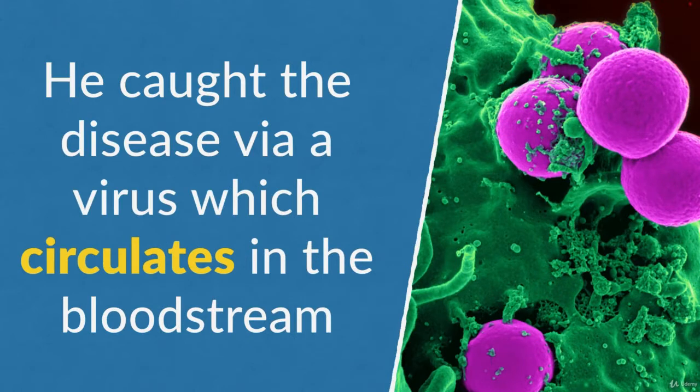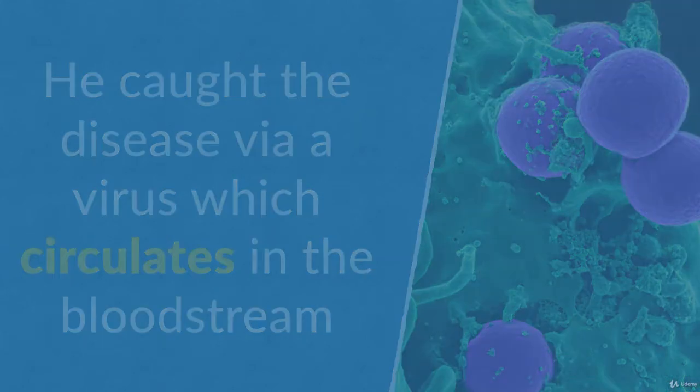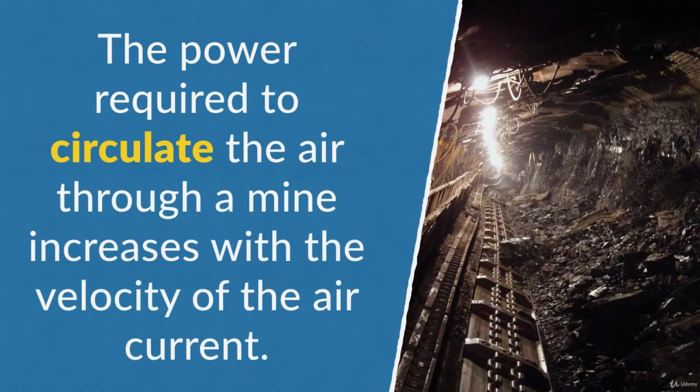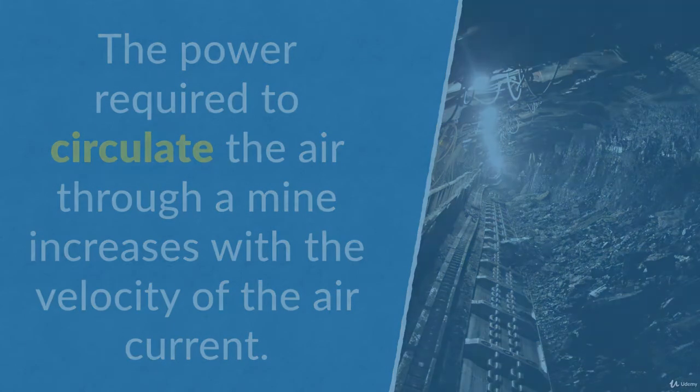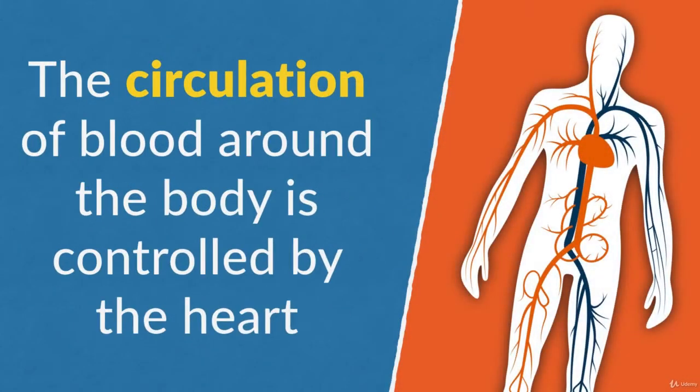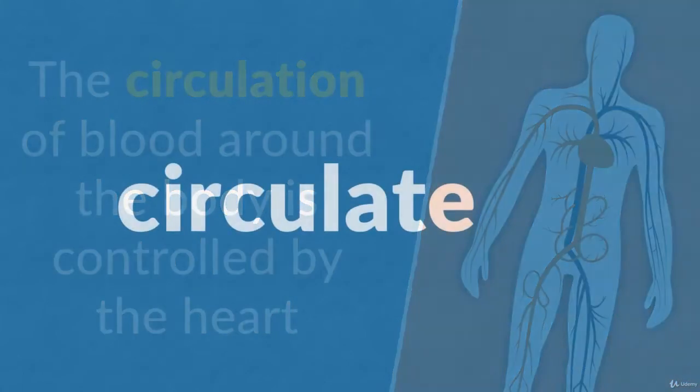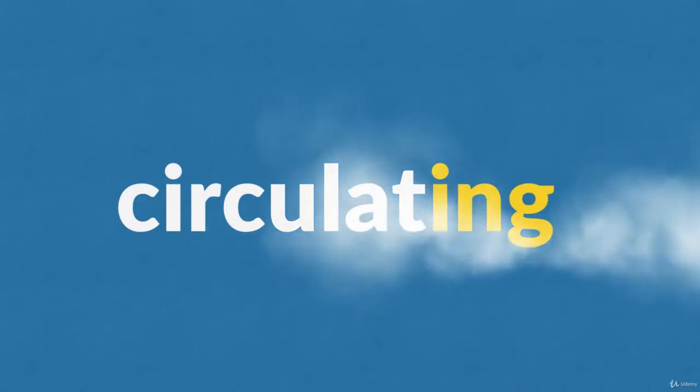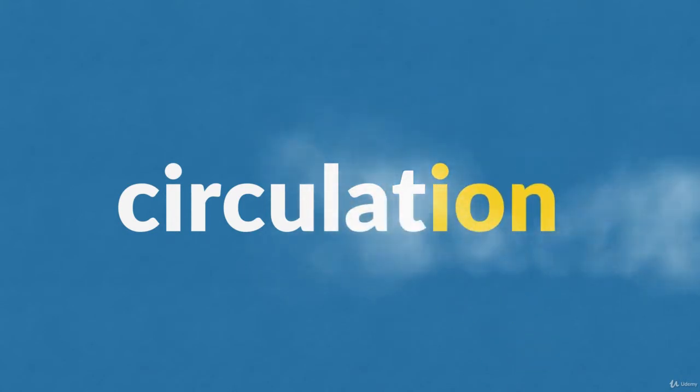Some example sentences: he caught the disease via a virus which circulates in the bloodstream. The power required to circulate the air through a mine increases with the velocity of the air current. The circulation of blood around the body is controlled by the heart. And it's a verb, so you talk about circulates, circulating, circulated, and the noun form is circulation.